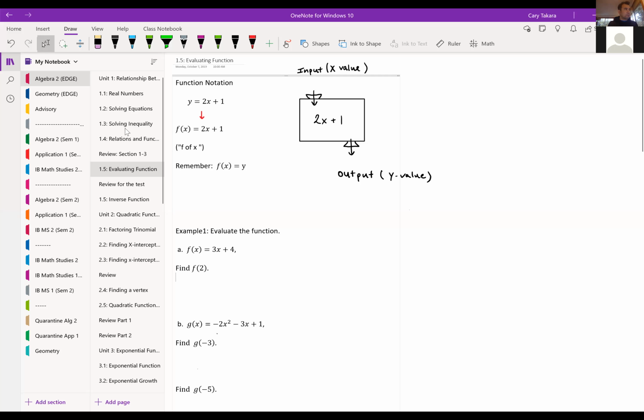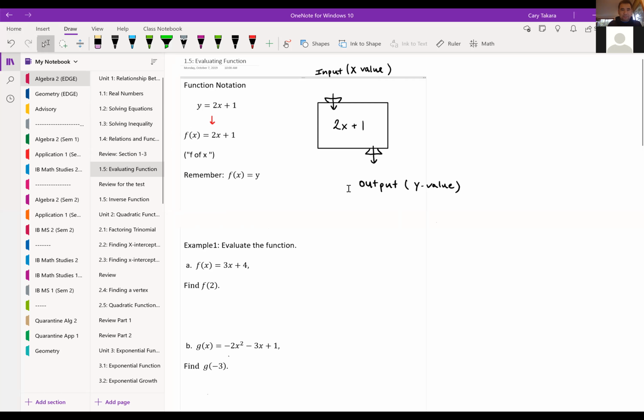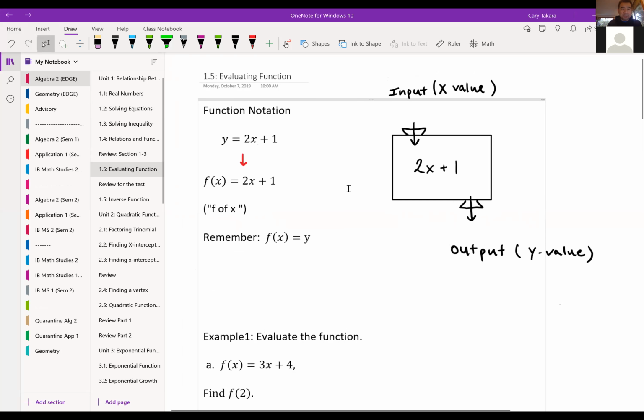All right, I don't want to go over any review materials right now, but I just want to get started on 1.5, evaluating functions, okay?